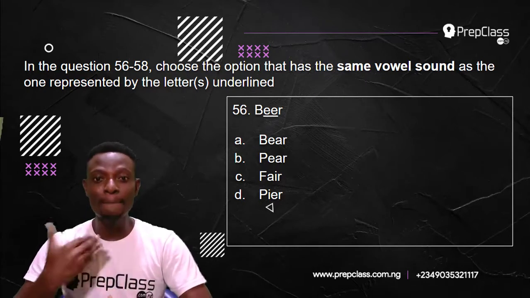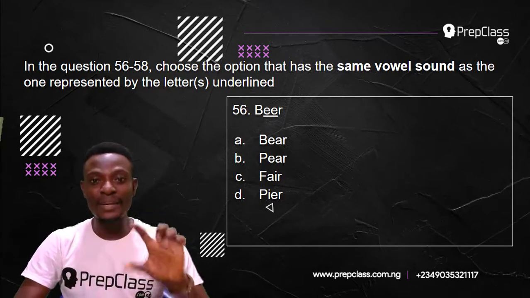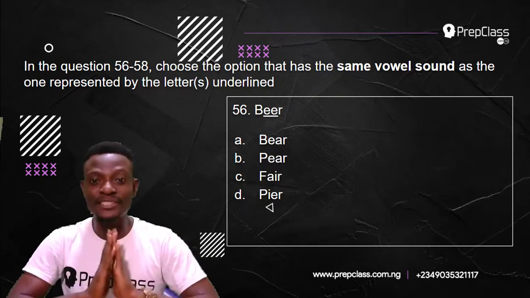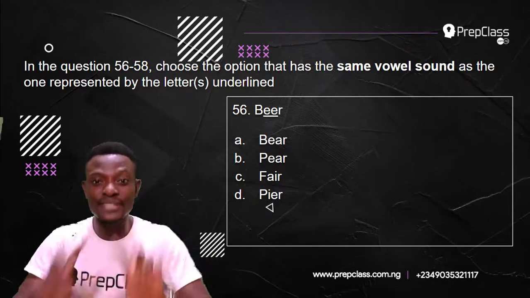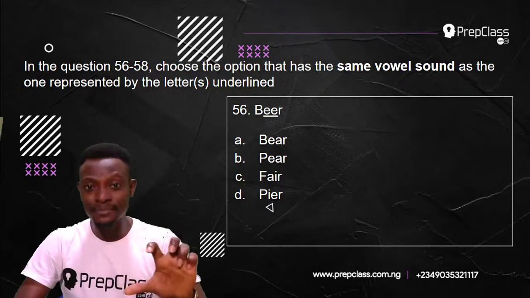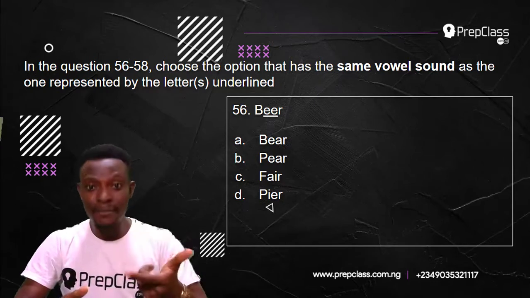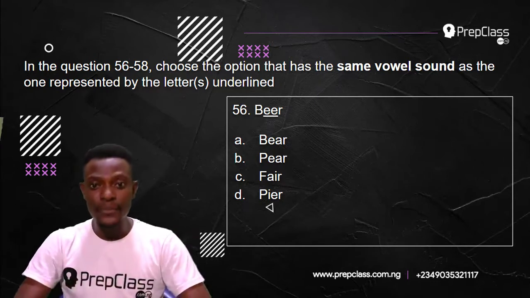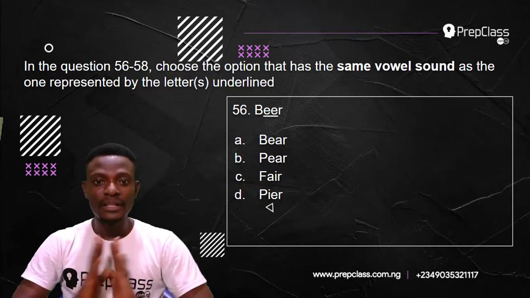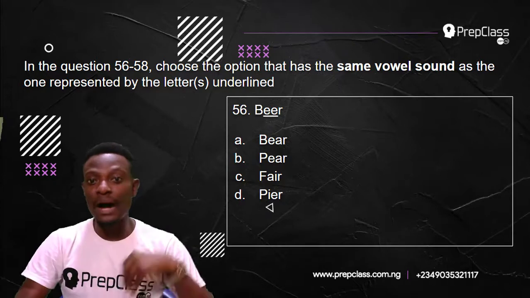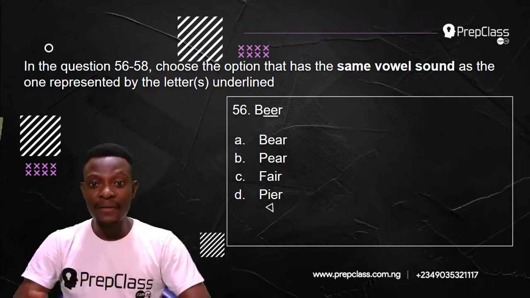We have the word beer, and we have the letters EE underlined in that word. Now we have to select the option that has the same vowel sound as the word beer. Now the options we have are bear, pear, fair, and pear.